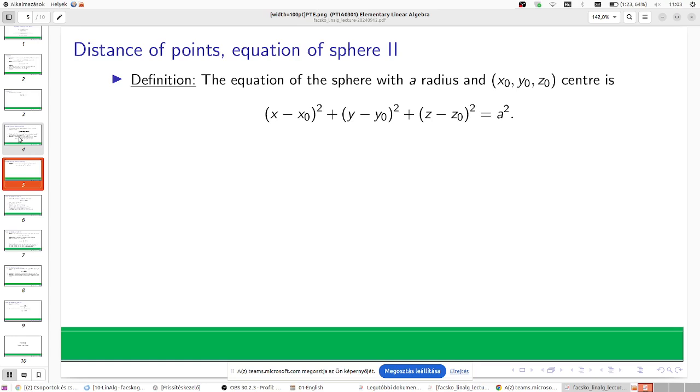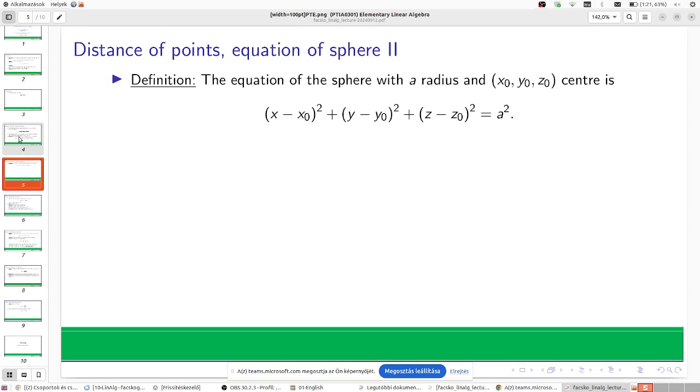What do we have? We have an R0 vector with the coordinates x0, y0, and z0. I want to describe an object, so I have a variable vector, r, with coordinates x, y, z. And we have a distance, a radius, that's a. No, it's not a vector.